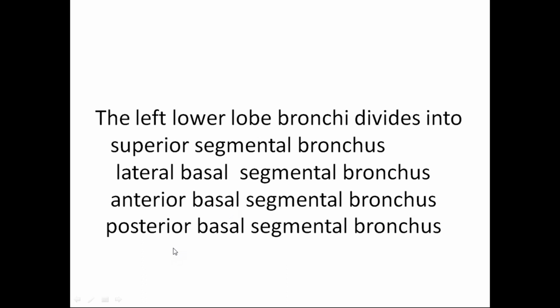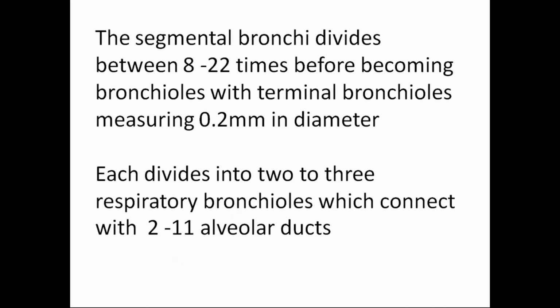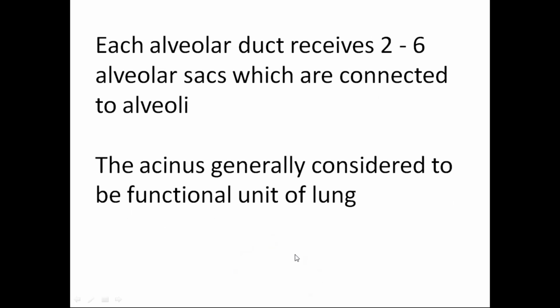The segmental bronchi divide between 8 to 22 times before becoming bronchioles, with the terminal bronchioles measuring 0.2 mm in diameter. Each terminal bronchiole then divides into 2 to 3 respiratory bronchioles, which connect with 2 to 11 alveolar ducts. Each alveolar duct receives 2 to 6 alveolar sacs, which are connected to alveoli, and the acinus is generally considered to be the functional unit of lung.